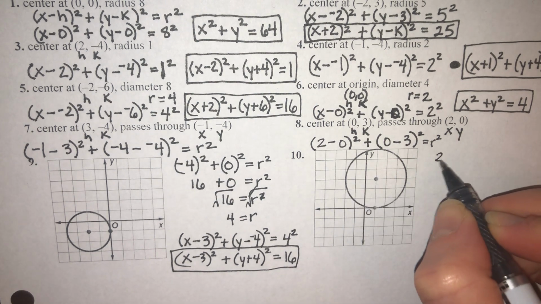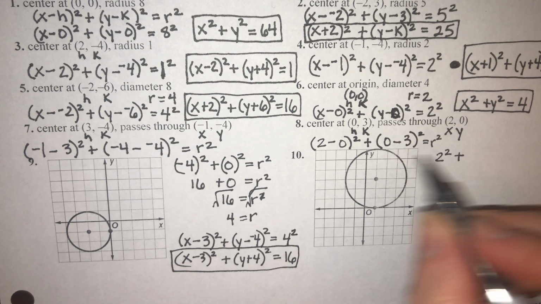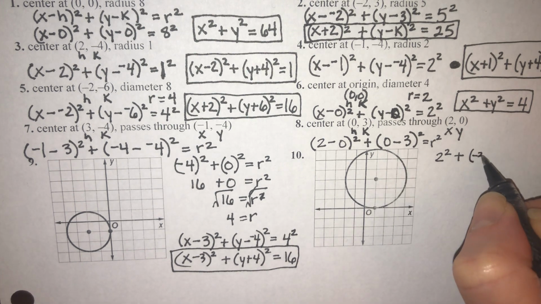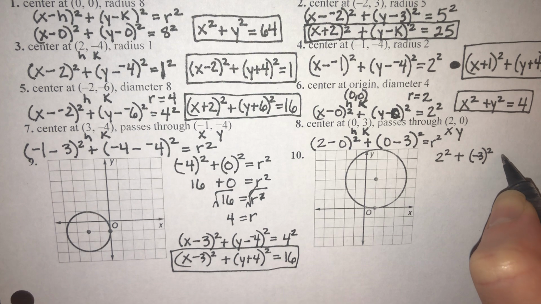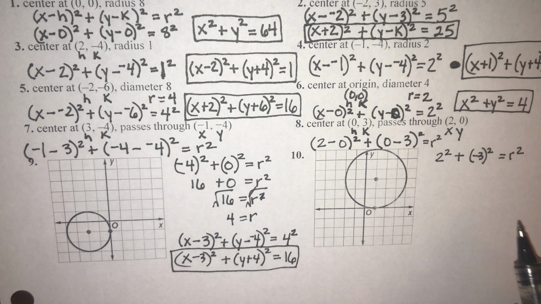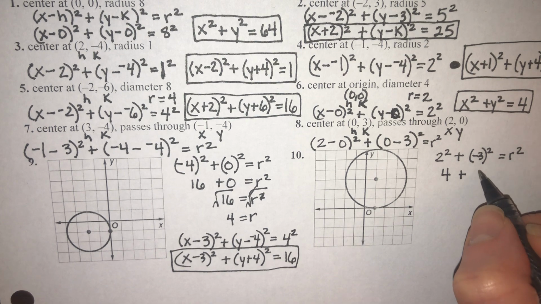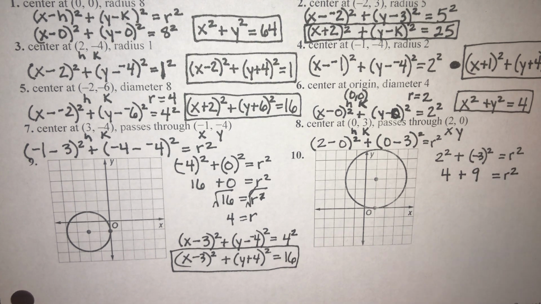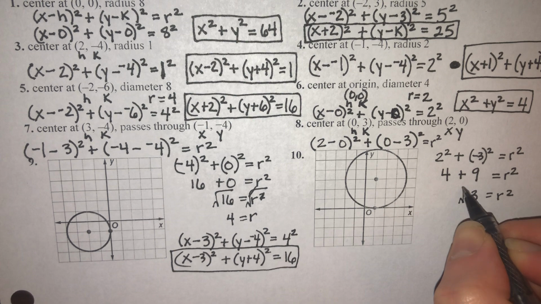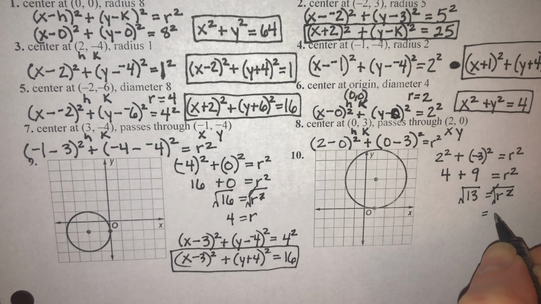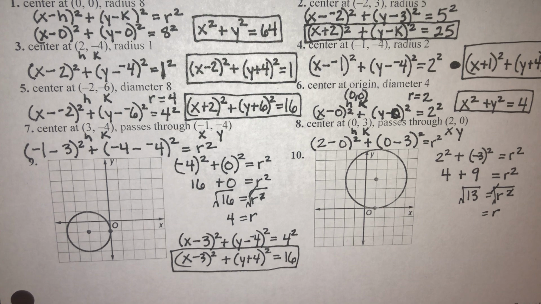So 2 minus 0 squared is 2 squared, plus 0 minus 3 is negative 3 squared, and then that equals r squared. So 2 squared is 4. Negative 3 squared is negative 3 times negative 3, which is 9. And if you add 4 and 9, that equals 13. So 13 is r squared. And now, to get the r by itself, we take the square root on both sides of the equation. So r is equal to the square root of 13.